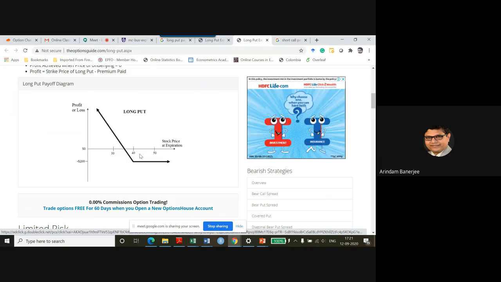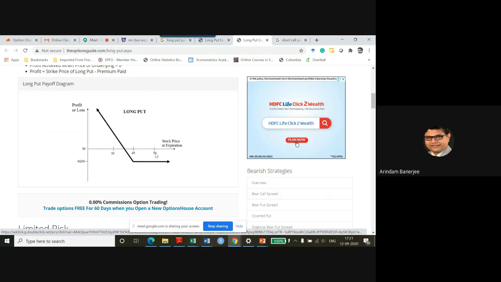If I am the put buyer, then if it goes up to 50, will I exercise? I will not exercise. Why? Because my contract says that I have to sell it at 40, but in the spot, it is getting sold at 50. So why should I sell at 40 when I can get 50 out of it? So I will not exercise and I will allow it to expire. But if it comes down to 30, then my right to sell is at 40, but in the spot, it is getting sold at 30. So obviously I will exercise.